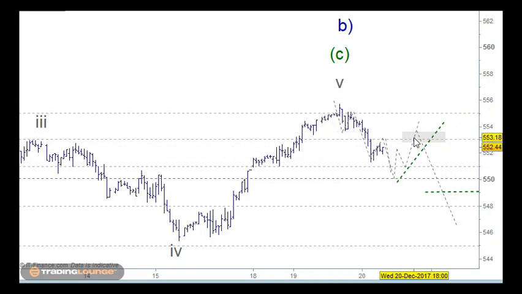But it does come with risks here. So you do need to see that 5 waves down here first. Then you can short it at 553 to 554 area through here. But at the moment we've only got 3 waves down. And this is the same for the UK market as well.